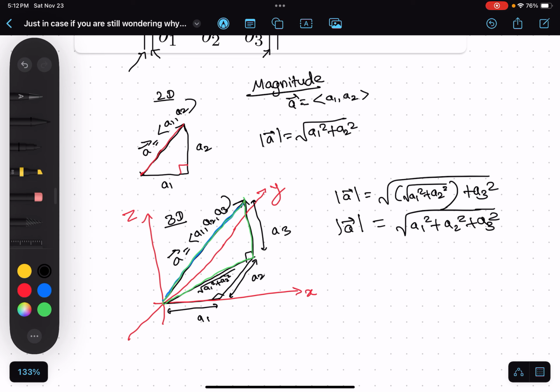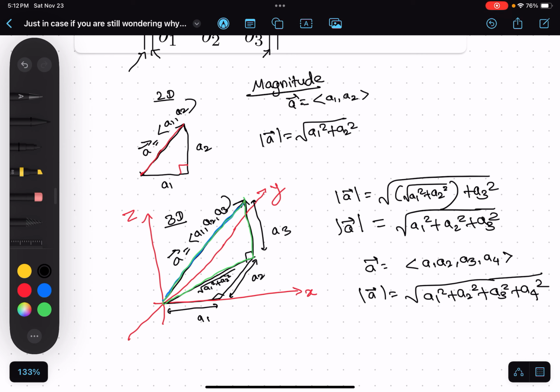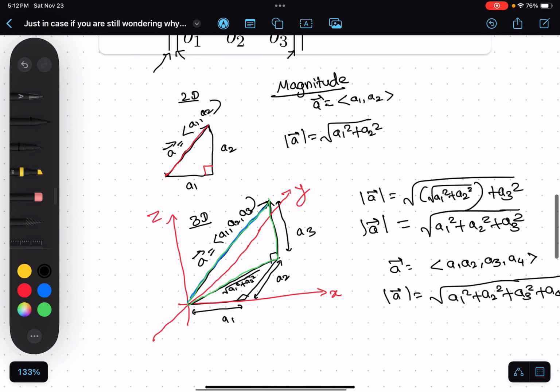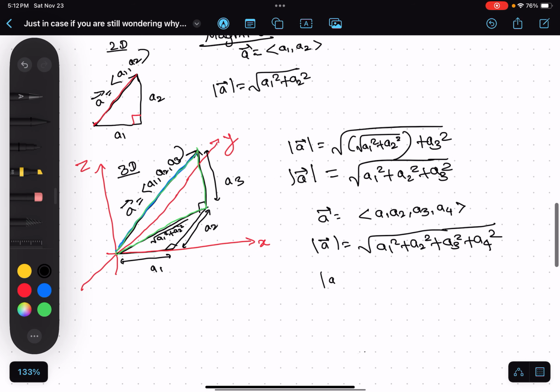So even now in 4D, if a vector was a1, a2, a3, a4, we will define the magnitude of a vector as just the square root of a1 square plus a2 square plus a3 square plus a4 square, and this is how the magnitude of a vector is defined, right? So if I just square both sides, this will just be magnitude of a square is just a1 square plus a2 square plus a3 square plus a4 square.